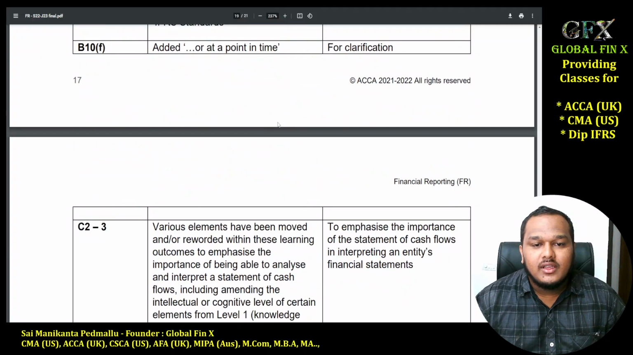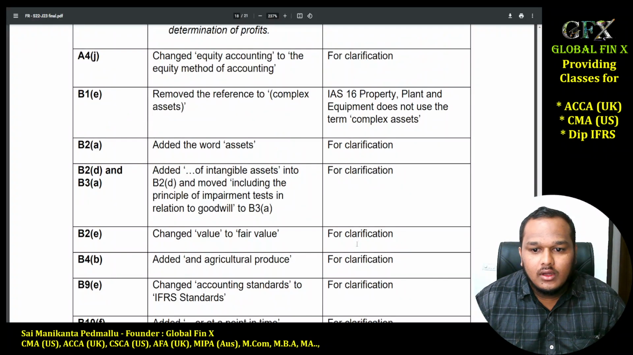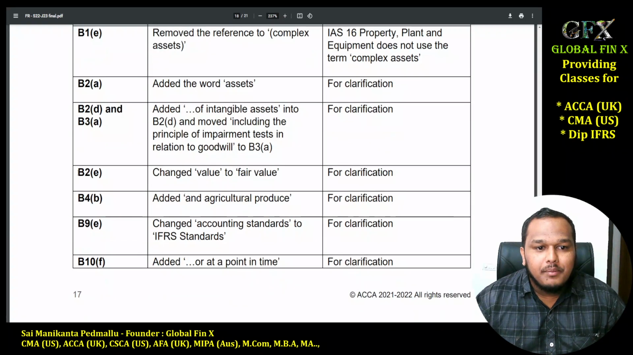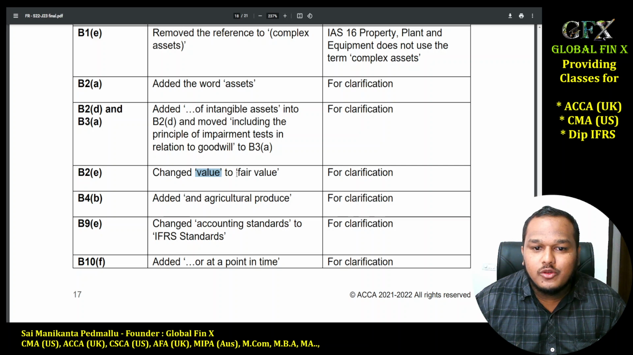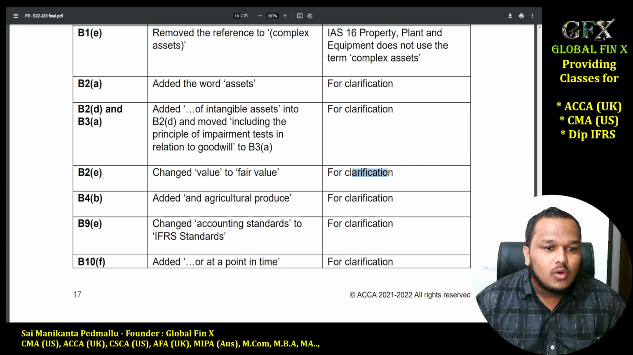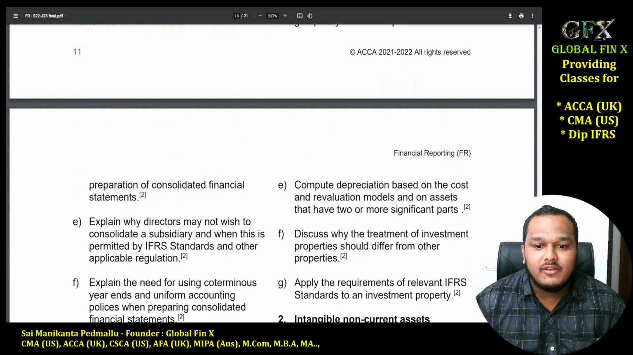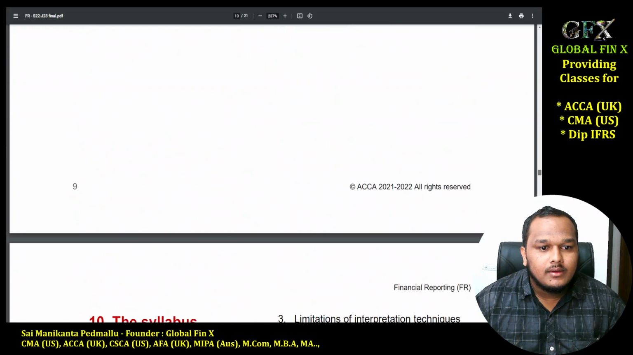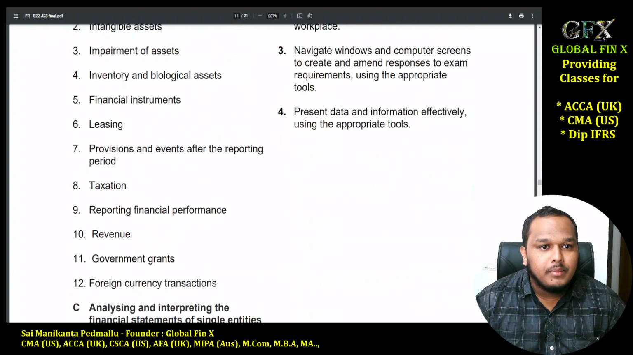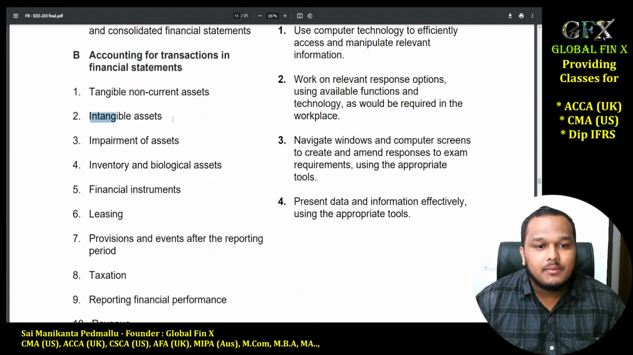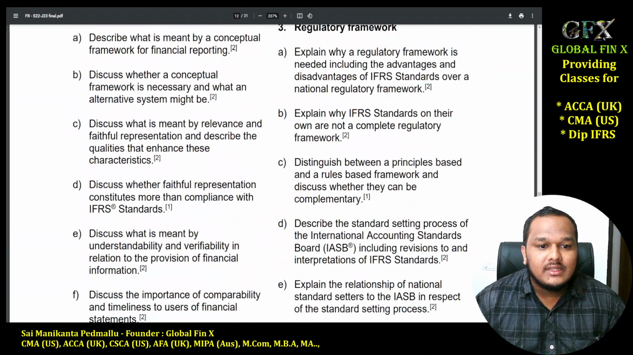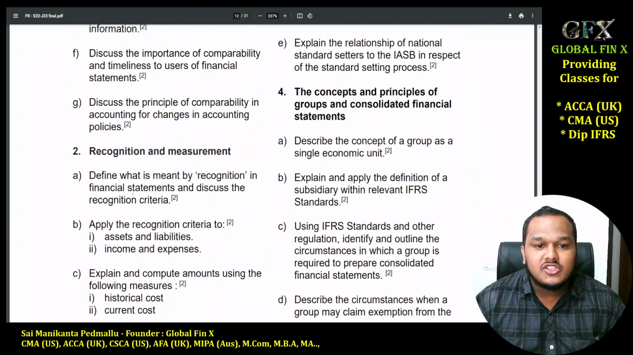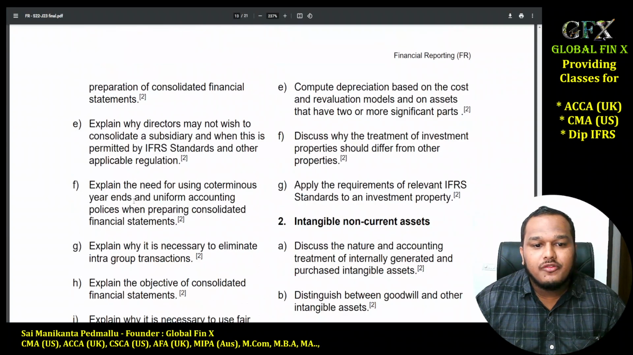So here, if you see, in B2E, the terminology has been changed from value to fair value for clarification. So what is B2E? We'll just go and we'll see that the word value has been changed to fair value. So we are in syllabus B. In B, the second part is intangible assets. So within intangible assets, they have changed the word value to fair value.